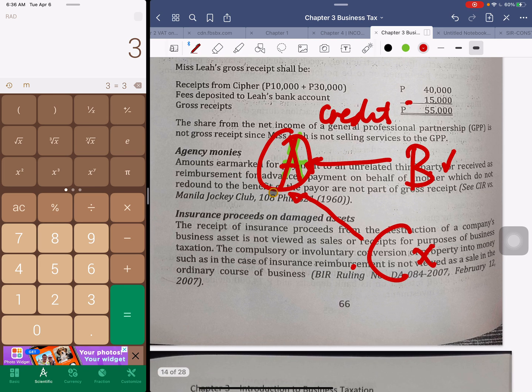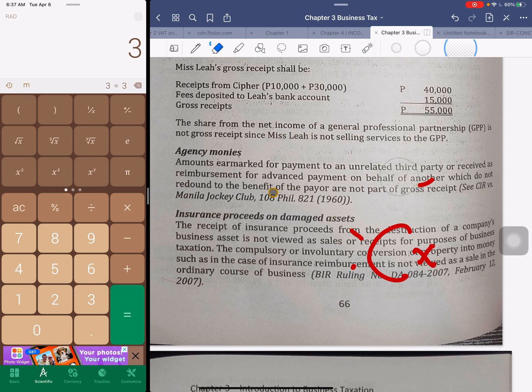Okay. So, usually dinidiscuss to sa obligations and contracts and also sa negotiable instruments, no? So, wala lang, ang galing lang, applicable din pala yun dito sa business tax. Okay. Insurance proceeds on damaged assets.